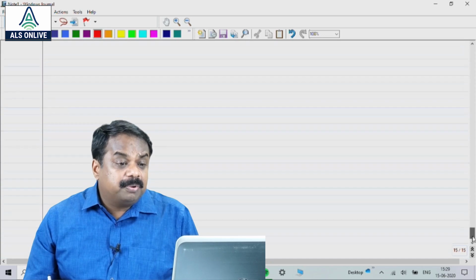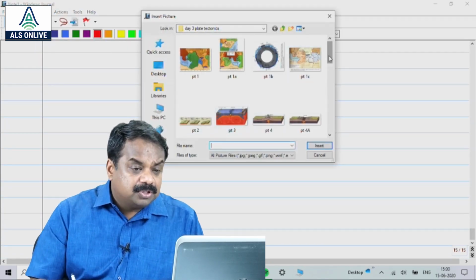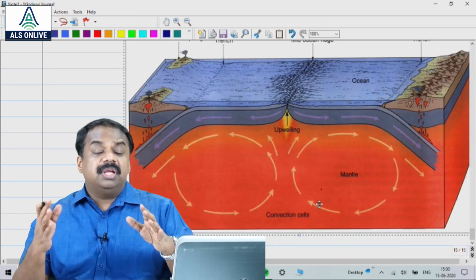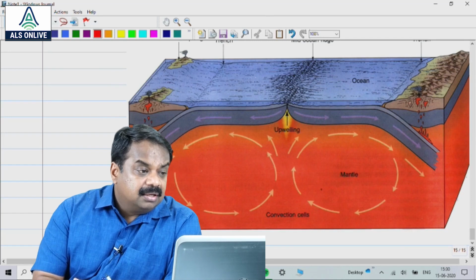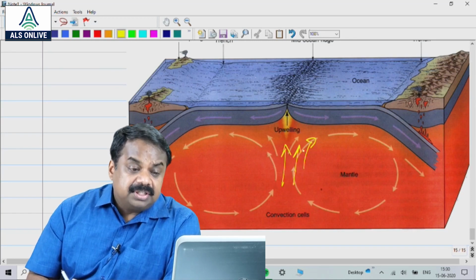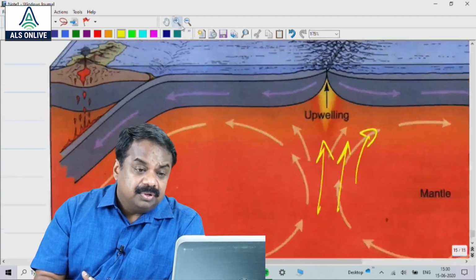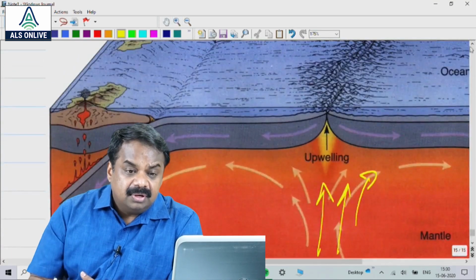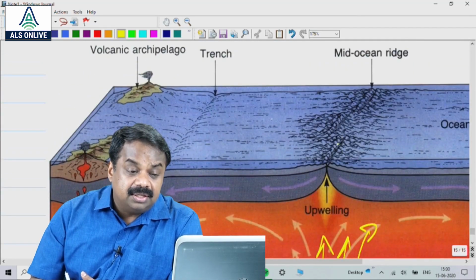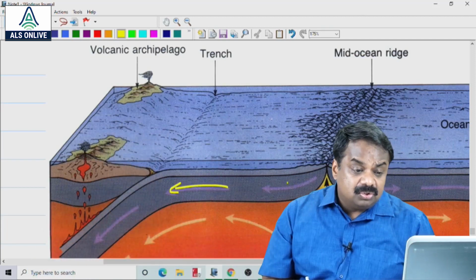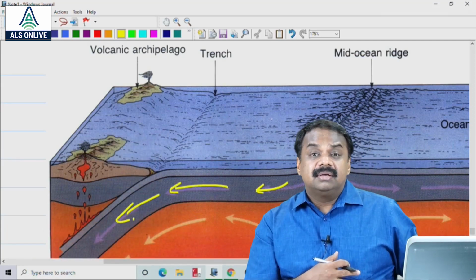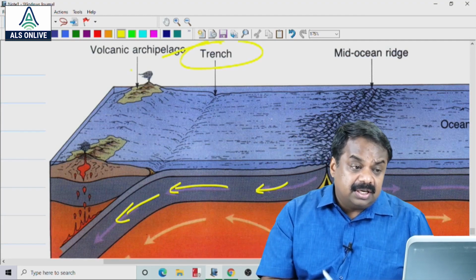New ocean floors are created near the ridges, and old ocean floors are destroyed near the trenches. So, he talked about seafloor spreading. Let me just show you the seafloor spreading concept. He said that because of the convection current in the mantle, the heat energy, the molten material is circulating inside, and near the mid-oceanic ridges new ocean floors are created, and the old ocean floors are taken back into the mantle along the trenches.